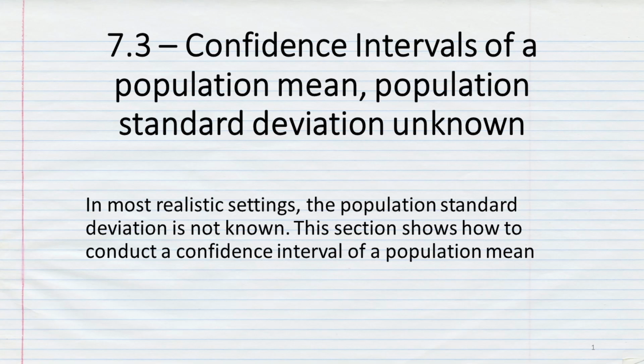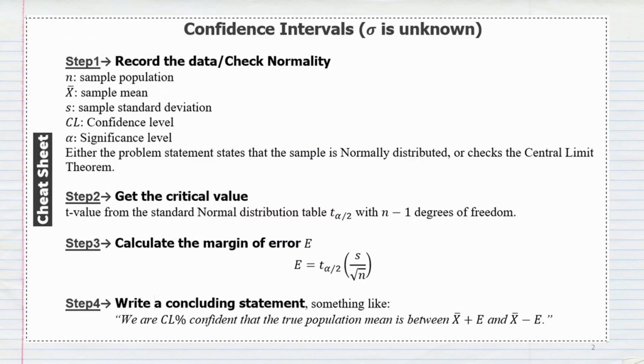In the last video, we spoke about confidence intervals of a population mean knowing the standard deviation of the population, sigma. In most realistic settings, the population standard deviation is not known. This section shows how to conduct a confidence interval of a population mean. The following slide shows the cheat sheet to conduct a confidence interval by using the t-distribution.